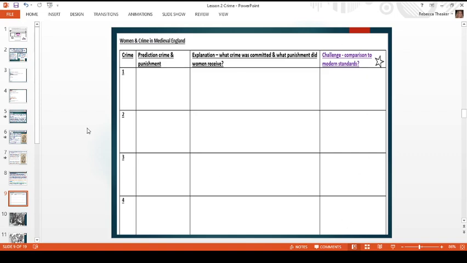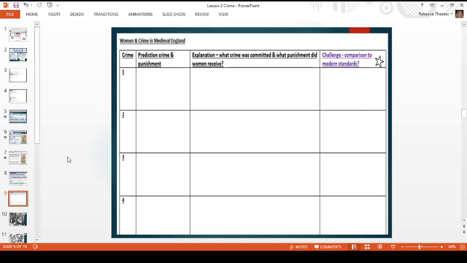So either use the table electronically that I've sent you, or if you just want to work on paper, draw out this table and just do it that way. If you are drawing it out, pause me now so you can use this, but if not, you need to have this table open on your computer so you can type as we go.